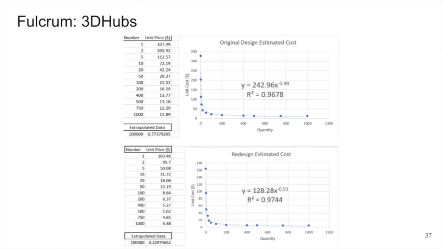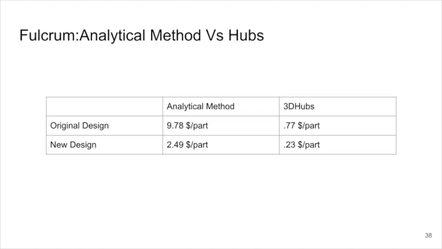Here is the 3D Hubs cost estimation, and here it is compared to the analytical method. 3D Hubs shows a similar trend, but is significantly less due to the very large extrapolation between the 3D Hubs quantity and the total order quantity.